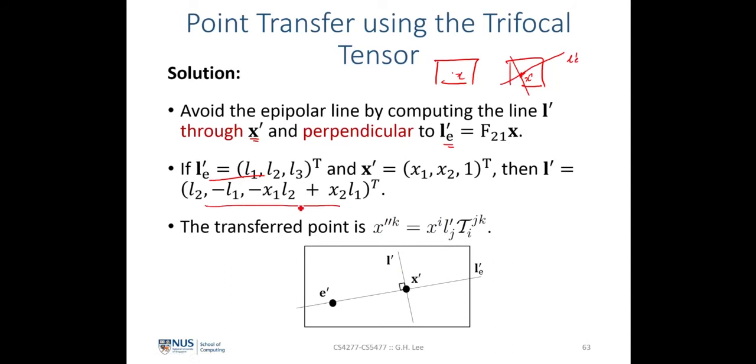I'm not going to derive this. I will leave it to you to prove that this is the perpendicular line that is formed by the epipolar line and intersects at the point x prime. Hence now the transferred point is given by this equation, where the choice of L prime is guaranteed so that this term won't degenerate. It will never be 0.